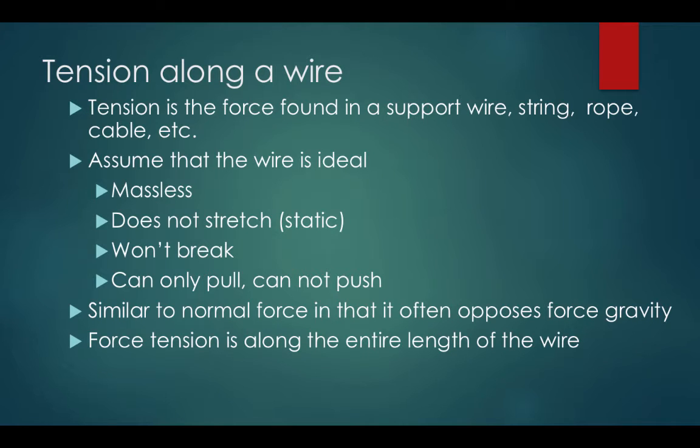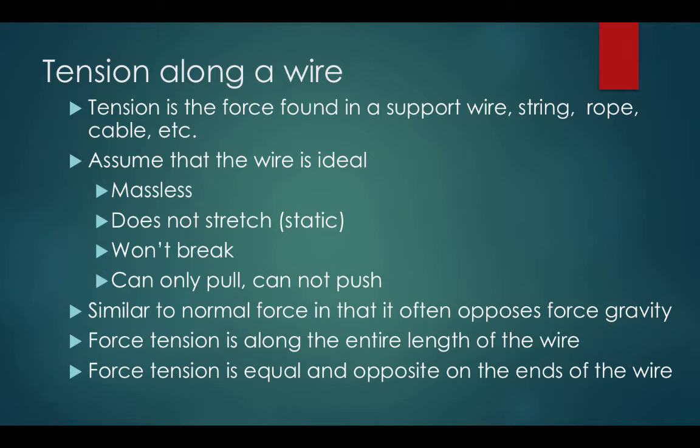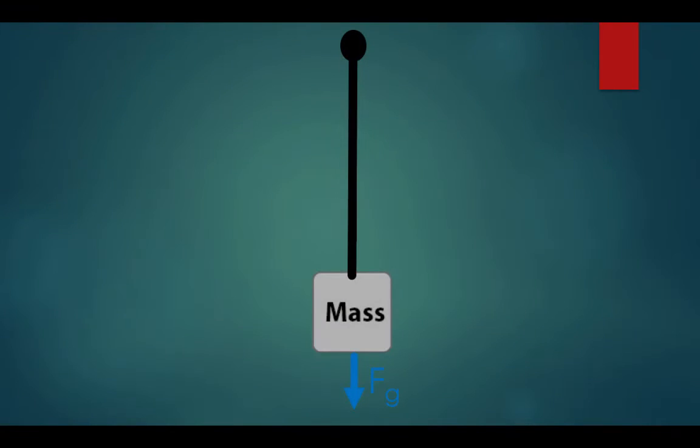The force of tension is along the entire length of the rope and is equal and opposite on each end of the wire. Force gravity is downwards, while force tension is upwards. It counters the force of gravity. Since the object is still, tension force must equal force gravity to have a net force of 0. A key characteristic of force tension is that it is equal but opposite at each end of the wire. In fact, the tension is along the entire length of the wire.